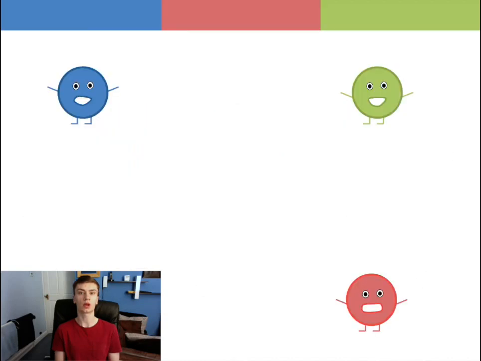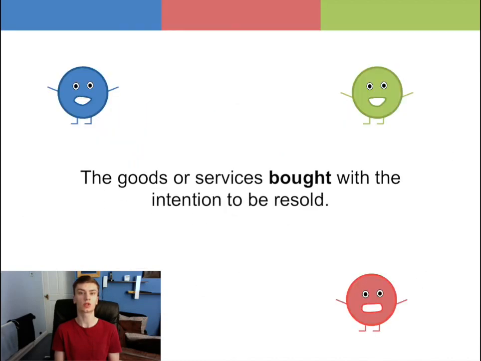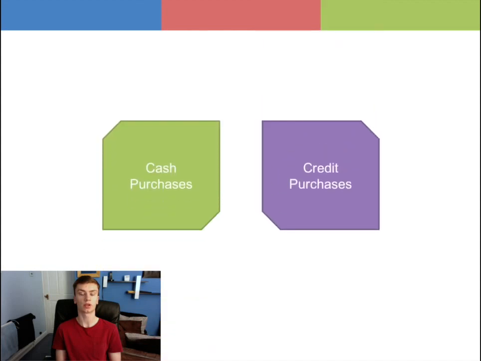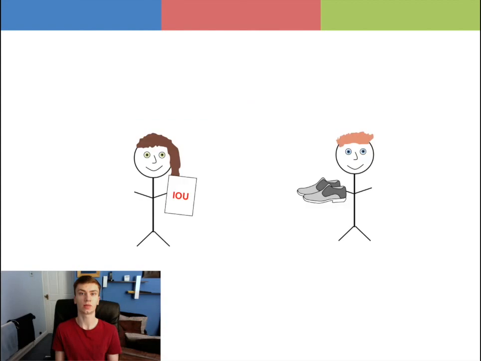First of all, a purchase can be described as the goods or services bought with the intention to be resold. There are two main types of purchases. They are cash purchases and credit purchases. In this video, we're going to look at credit purchases. A credit purchase is where goods or services were bought from a supplier and the business and the supplier agree for the payment to be paid at a future date.